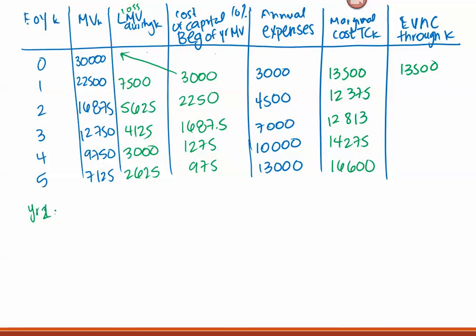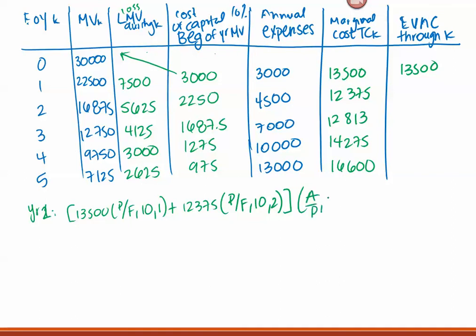Let's do it for year 2. For year 2, I am going to have 13,500 P given F 10 1 plus 12,375, which I got from here, P given F 10 2, this times A given P 10 2. And this is equal to 12,964.